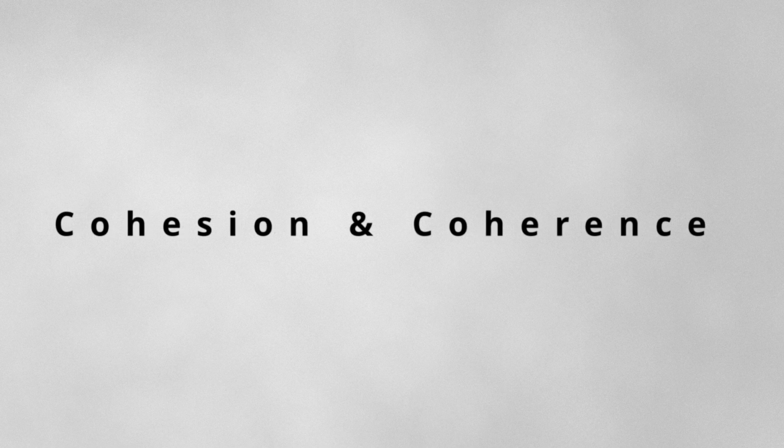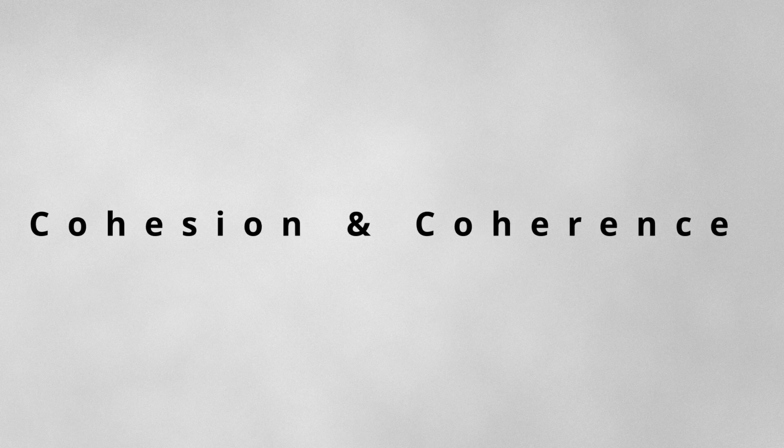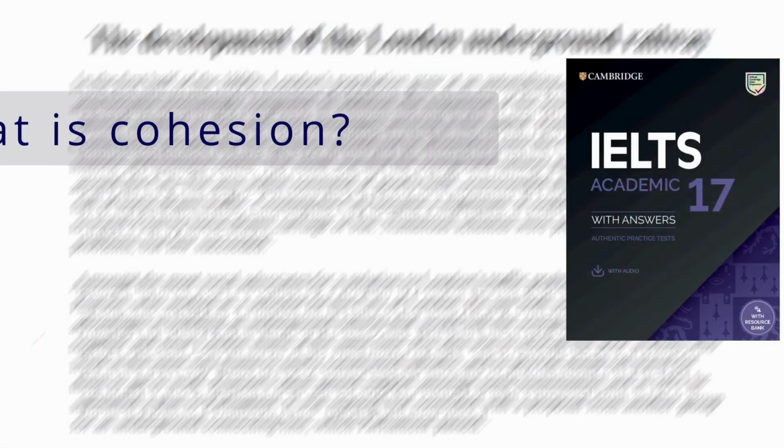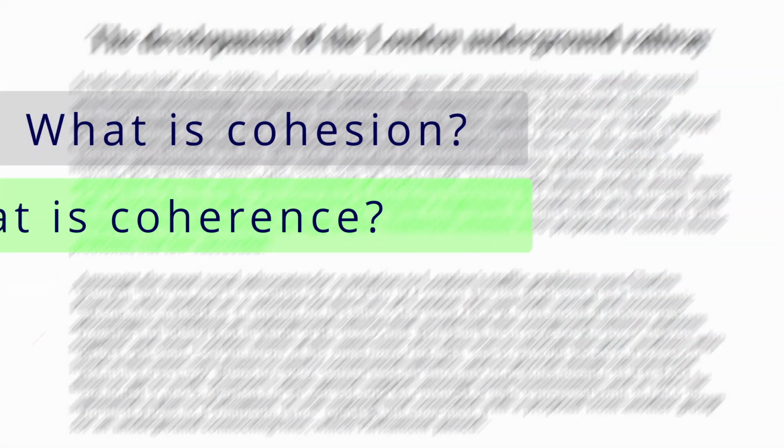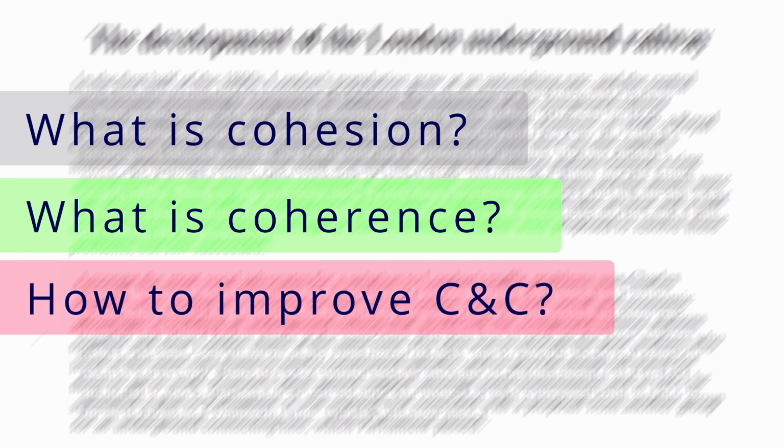Today, I will be focusing on the topic of cohesion and coherence, which are essential for understanding and analyzing a text. I will answer these questions using a text from Cambridge Academic 17. What is cohesion? What is coherence? And how to improve cohesion and coherence?